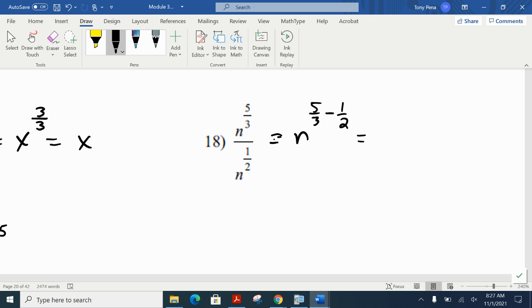If you want to see if you're really good, rewrite it as a radical. Finish it off. It's our last one from the notes. Rewrite it as a radical once you've done that, and then see if you can simplify that radical. Because you can't.